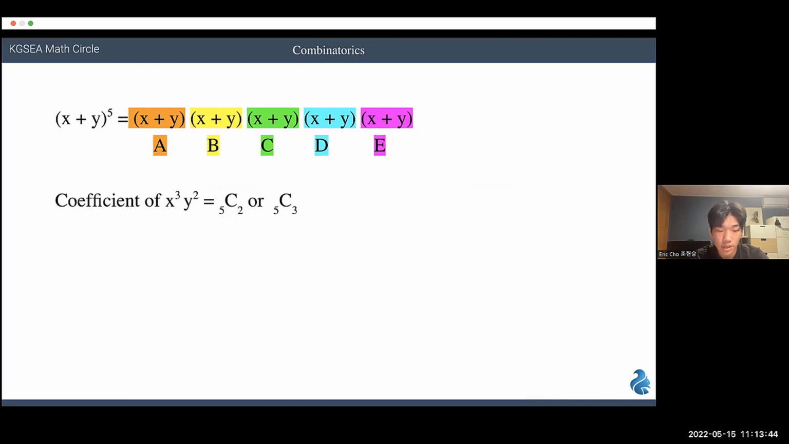We can also represent this in combination notation. Since out of 5 sets of x and y, we choose 2 y's, we can call this 5 choose 2. We don't need to think about choosing the 3 x's because after choosing 2 sets to pick y, there would only be 3 sets left to choose the 3 x's. The vice versa would work to come to the equivalent conclusion of 5 choose 3.